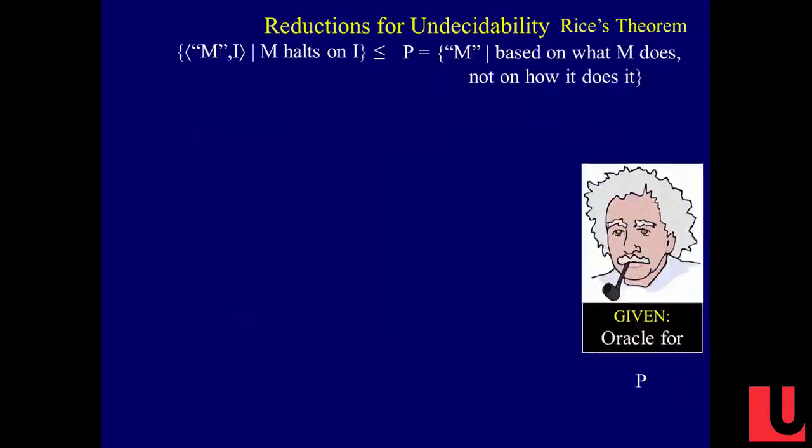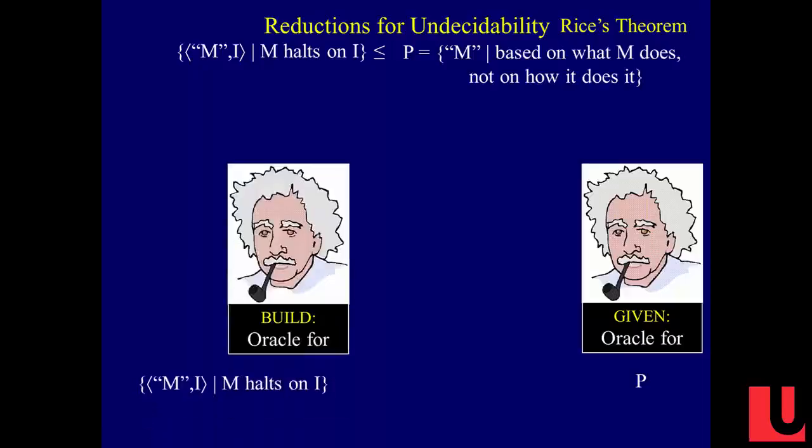All right, so we're doing the usual reduction, right? We're going to assume that we have an oracle for P. This is a flaming bush where you give it a Turing machine and it tells you whether the language of that Turing machine has the given property or not, right? And our goal is to come up with a Turing machine for the halting problem. All right, so we're given as input an M and an I. And we want to know, does this M halt on this I?